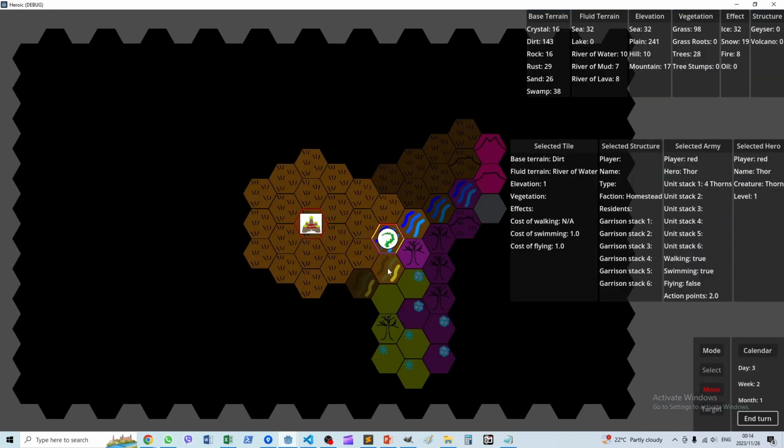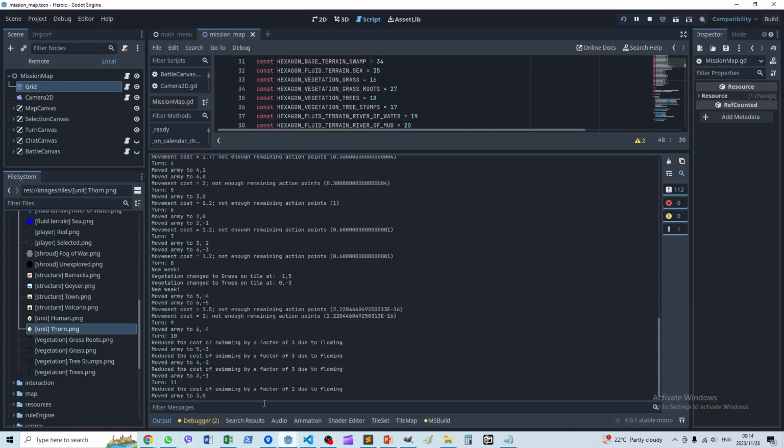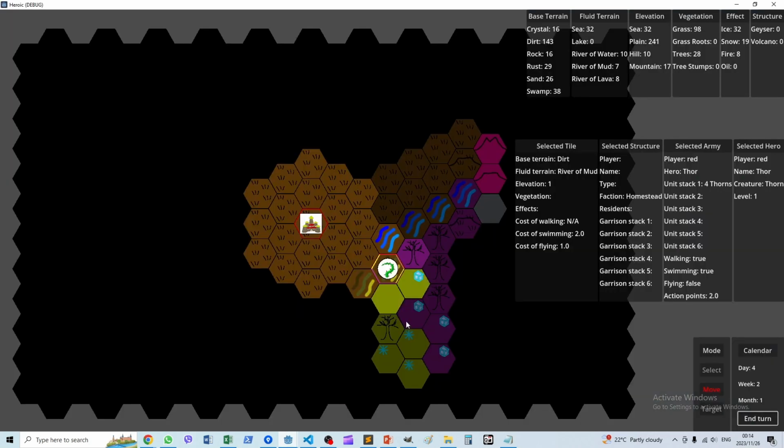Now, river of mud is not quite so forgiving, so here we use a whole action point to move 1 tile rather than to move 3 tiles, because river of mud reduces the cost by a factor of 2, and it costs 2 action points to swim in mud anyway.